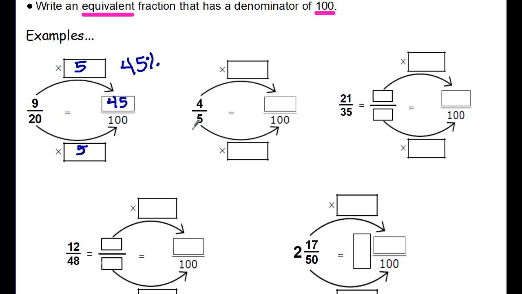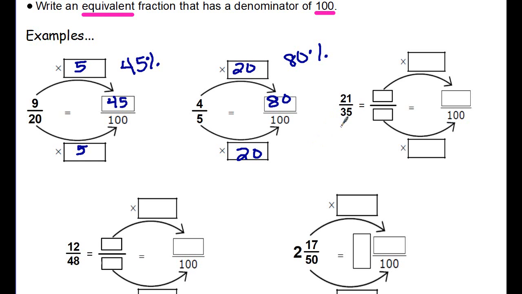Next example, 4/5. Again, it's not 4%, it's not 45%. This denominator is not 100, but we can multiply it by a scale factor of 20 to get 100. Use the same scale factor with the numerator. 4 times 20 is 80. Now that we have a number out of 100, that number is our percent, 80%. Pretty easy, right? Let's take a look at the next example.